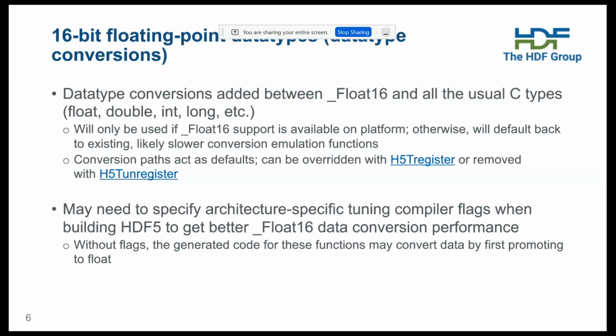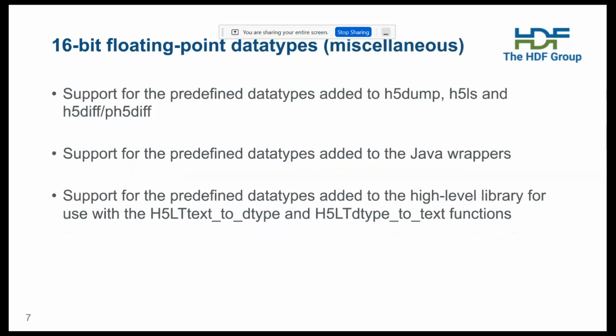And a final note, you may have to specify some specific compiler flags when you're building the library if you want to get the best performance out of converting float16 data. Otherwise, compilers may generate conversion functions that promote the data to float first, and this may be less efficient than you could otherwise get. And just a few final notes for the float16 stuff. We added support for the predefined data types to h5dump, h5ls, and then h5diff in its parallel version. Also added support to the Java wrappers and then the high-level library for use with the text-to-datatype and datatype-to-text functions.